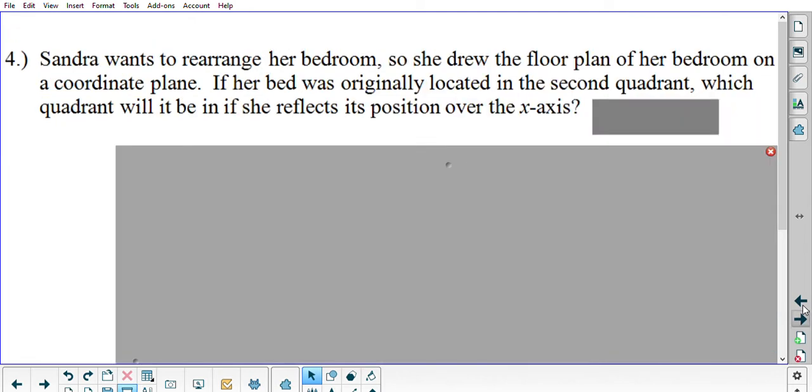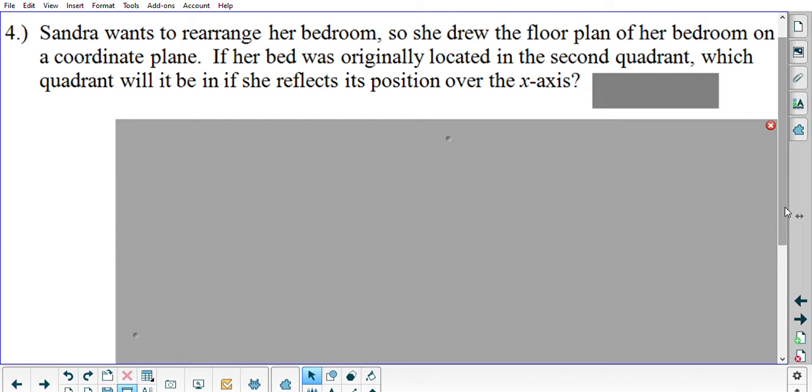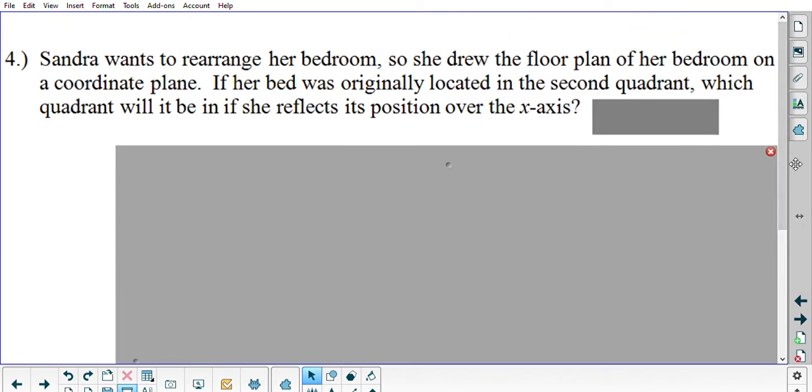Sandra wants to rearrange her bedroom, so she drew the floor plan of her bedroom on a coordinate plane. If her bed was originally located in the second quadrant, which quadrant will it be in if she reflects its position over the x-axis?